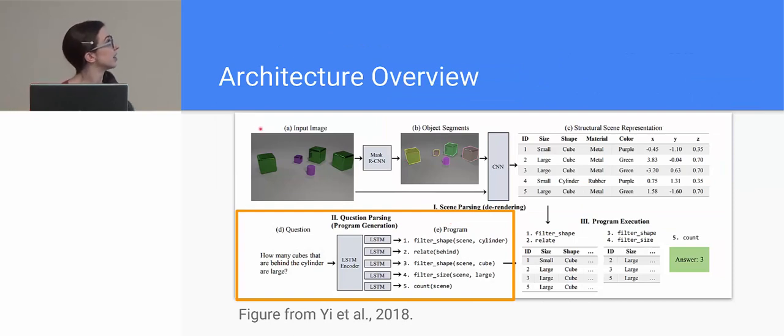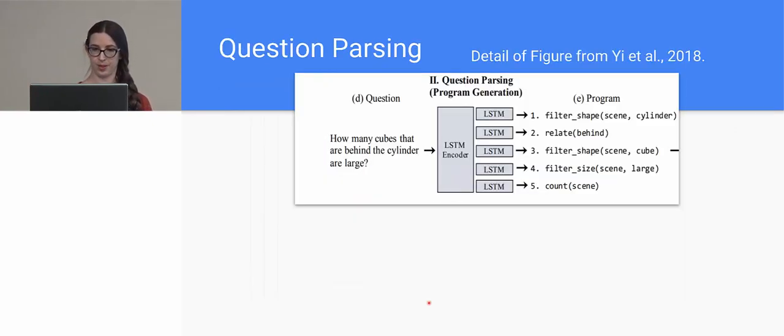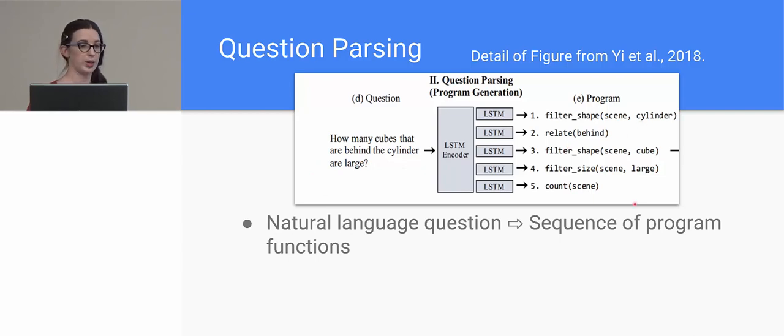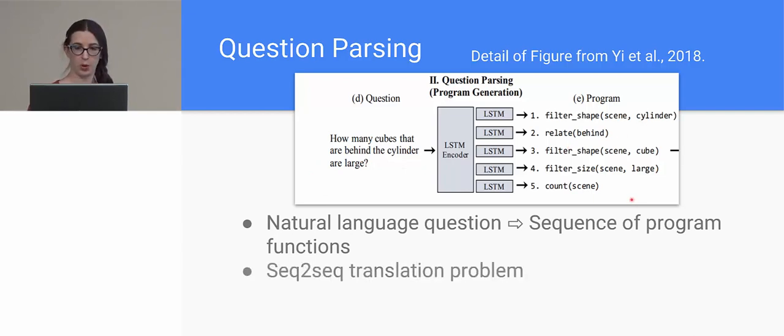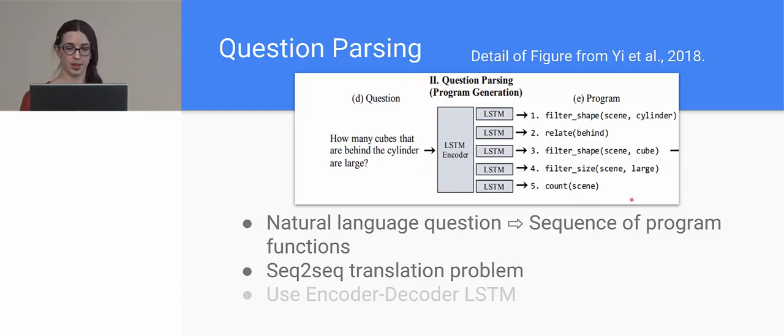All right, so that covers the scene parsing from input image to symbolic representation. Step two is the question parsing, and this takes us from natural language question to program. So here's the figure a little bit bigger. So you can see we start with our natural language question. We output a sequence of commands, which is a sequence-to-sequence translation problem. So basically you have our input language, which is natural language, and our output language, which is the program language.